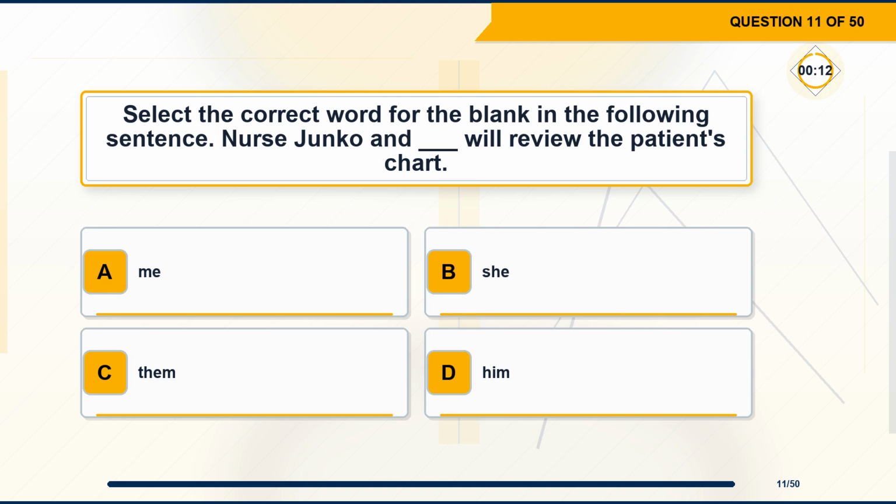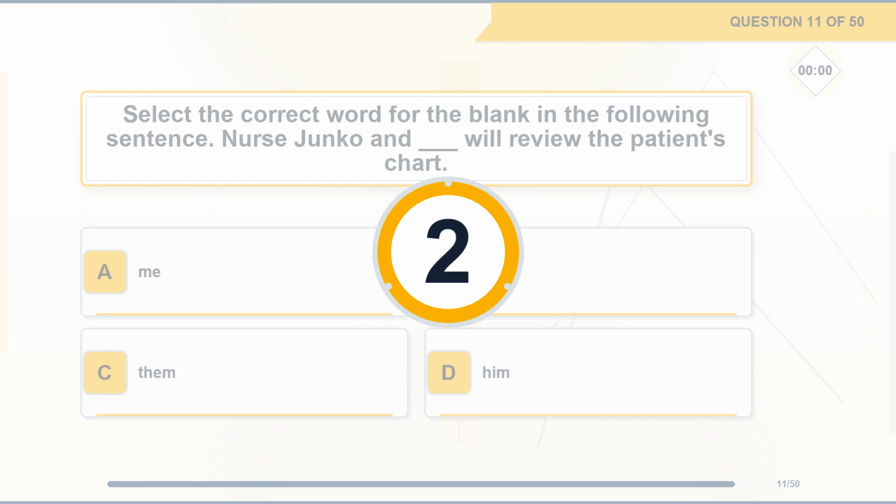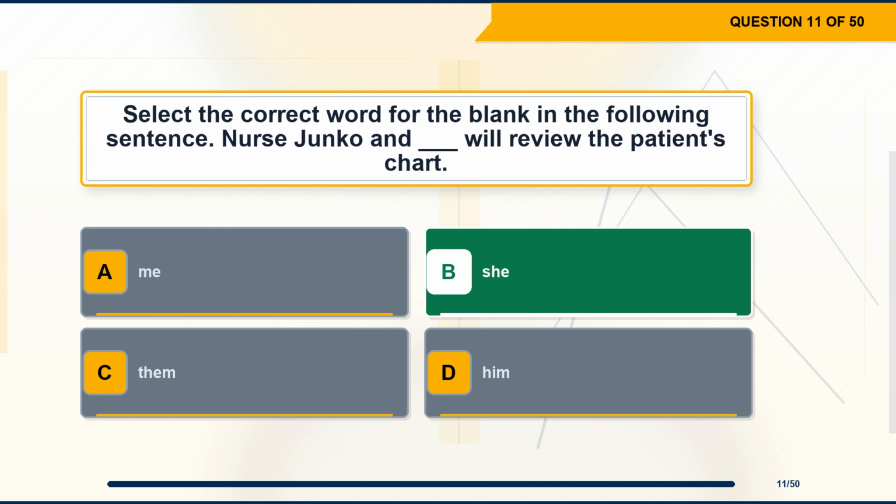Question 11. Select the correct word for the blank in the following sentence. Nurse Junko and blank will review the patient's chart. Option A, me. Option B, she. Option C, them. Option D, him. The correct answer is option B, she.